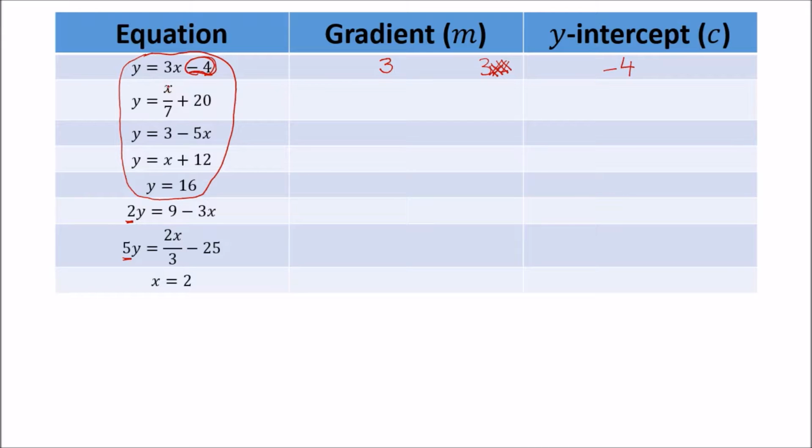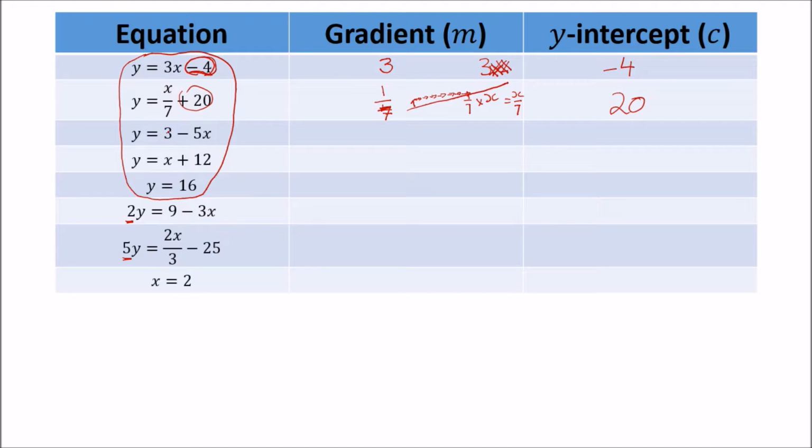Okay, this next one here, hopefully it was straightforward that the intercept was 20. If you weren't sure about what was happening here, the gradient is just 1 over 7. Because remember, 1 over 7 times x can be written as x over 7. Okay, so the coefficient, the part that is sitting out the front of the x, is 1 over 7. And that just means that this graph will rise 1 each time it runs 1, 2, 3, 4, 5, 6, 7. So it's not going to be a very steep graph.